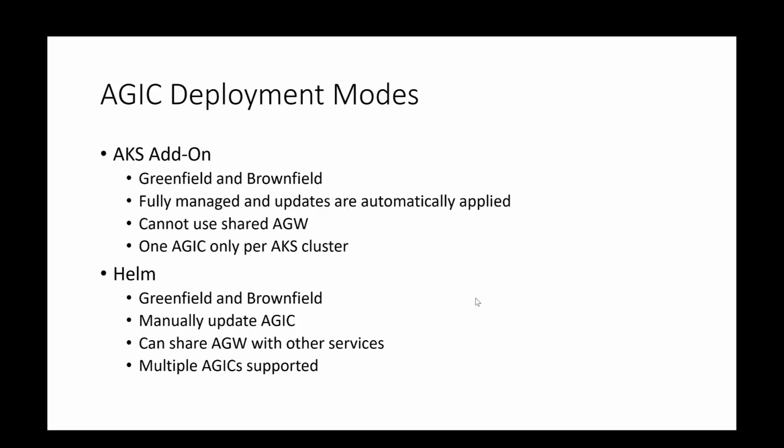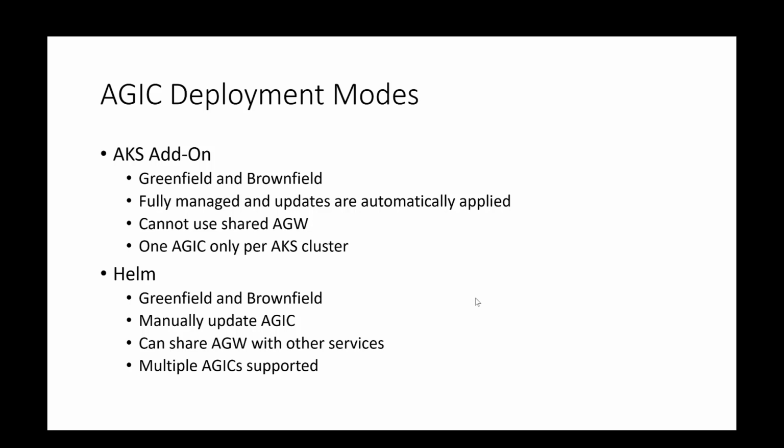But if you want to keep a shared mode, the possibility is there with the Helm-based deployment. Even with the Helm-based deployment, you can still allow the Application Gateway Ingress Controller to fully take over the Application Gateway, or you can opt to have it in the shared mode. If you have it in the shared mode, the Application Gateway can be used for the purposes of other Azure services, such as App Services or other AKS clusters.